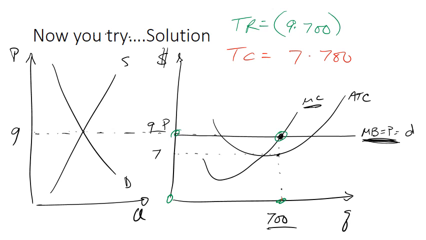Because when we plug in our Q star into the ATC, it's going to tell us our average total cost, which is $7. 7 times 700 converts that average total cost into regular total cost. And we're going to see that profit then is equal to 2 times 700, or $1,400, the difference between the green and the red box, as shown here in blue.